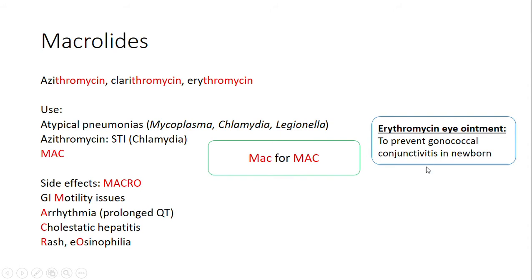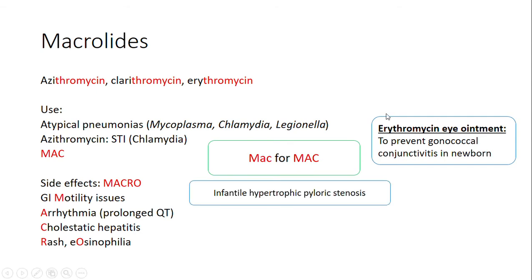Another use for macrolides is that we give the babies erythromycin ointment to prevent gonococcal conjunctivitis. Also, macrolides can lead to infantile hypertrophic pyloric stenosis, since they cause motility issues of the GI of the young infants, and this can lead to pyloric stenosis.